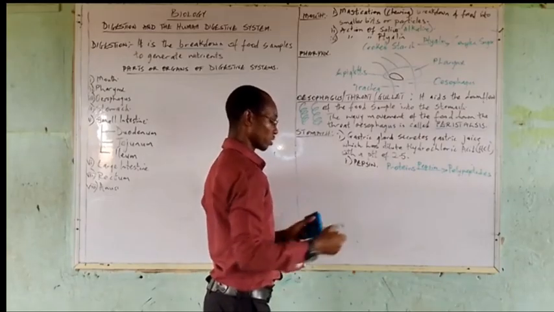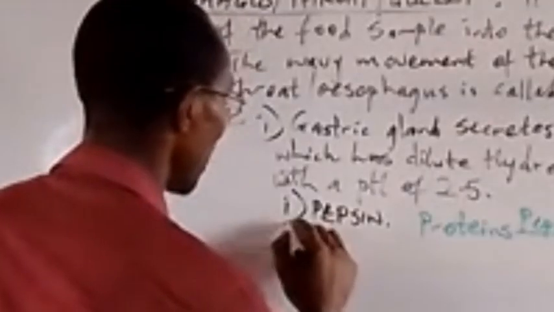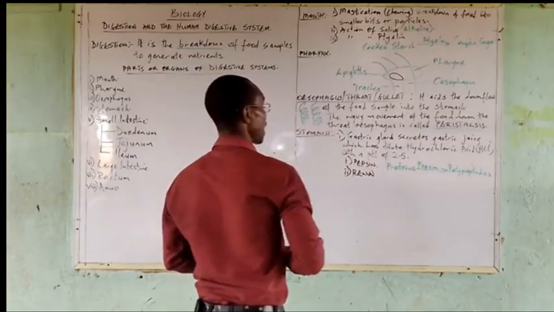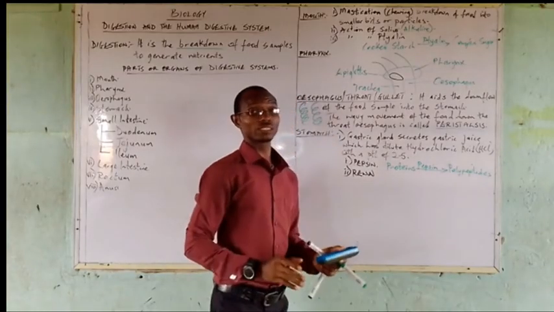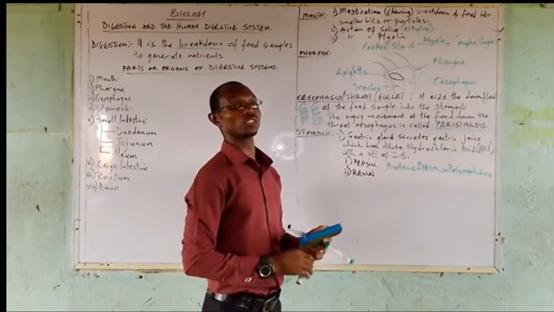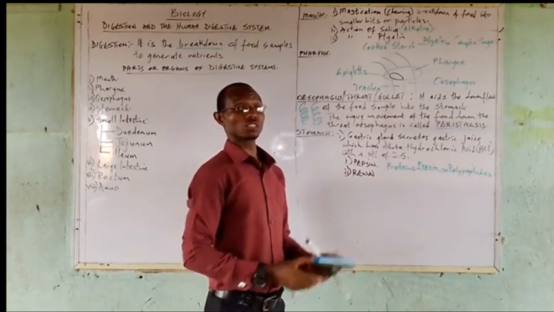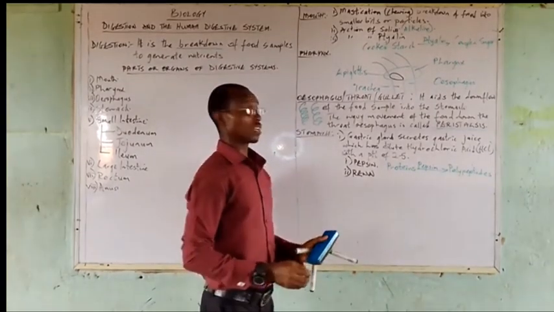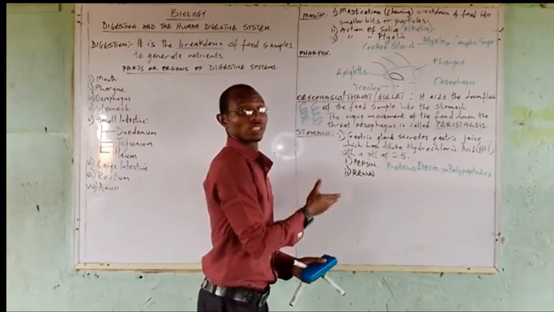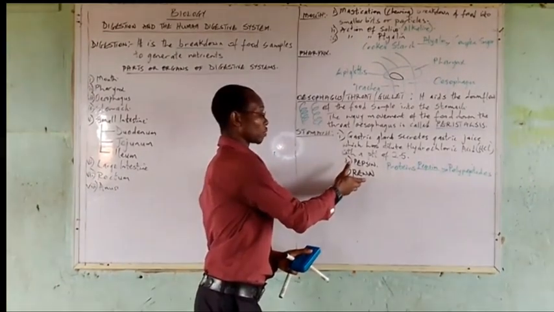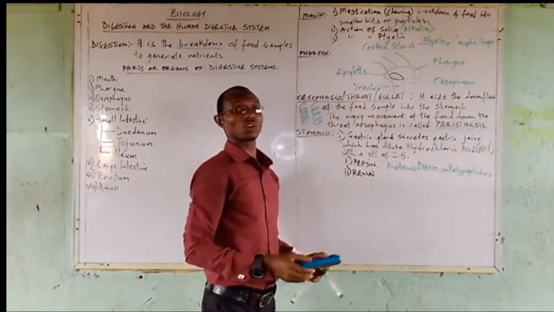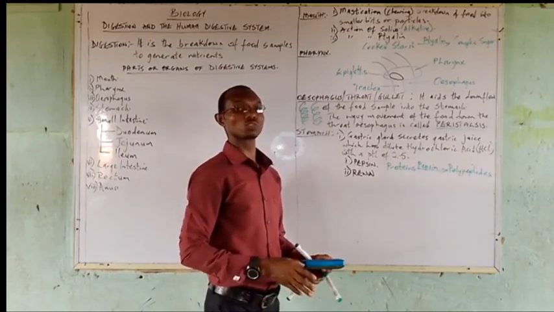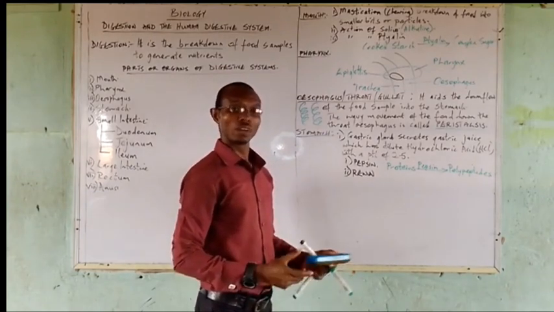And then the second one is renin. We have the second reaction there called renin. Renin is another enzyme that acts on milk. Now, renin acts only on milk. It curdles milk. When it curdles milk, it turns it to curd. That is basically what it does. So this enzyme, renin, acts on soluble proteins. It acts on caseinogen and converts it into what we refer to as insoluble casein.